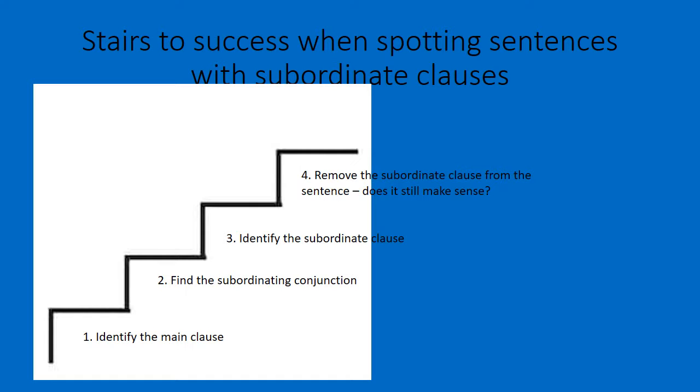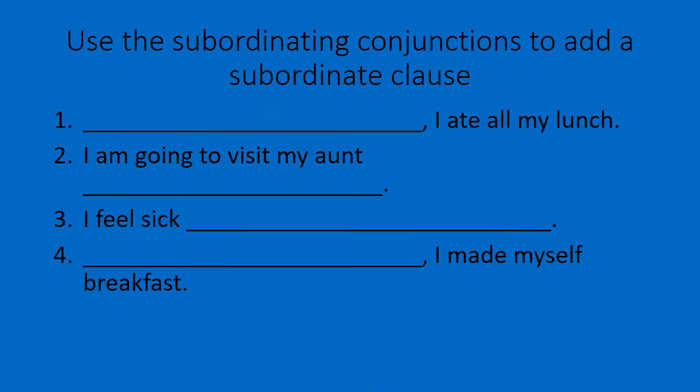So stairs to success when spotting sentences with subordinate clauses. I'm super proud of myself. I managed to get all of that sentence out, even though it's got so much alliteration in there. 1, identify the main clause. 2, find the subordinating conjunction. 3, identify the subordinate clause. 4, remove the subordinate clause from the sentence and see if your sentence still makes sense without it. If it does, you've probably found the subordinate clause.